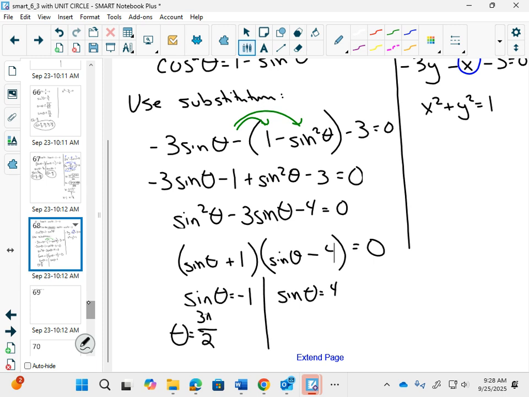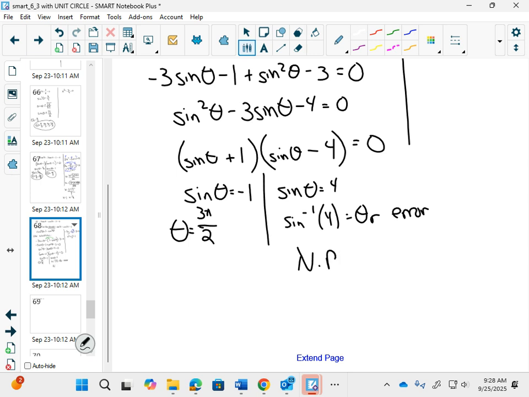You get an error? Go to your calculator, you try to do sine inverse of 4 to find your reference angle, and you get an error. You have to know that that's an error without your calculator. This side, you have to say not possible.